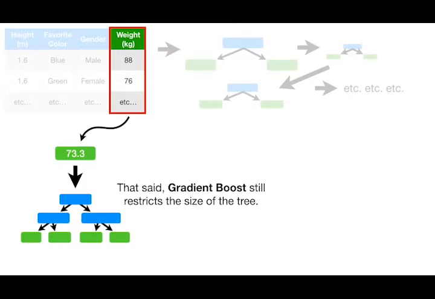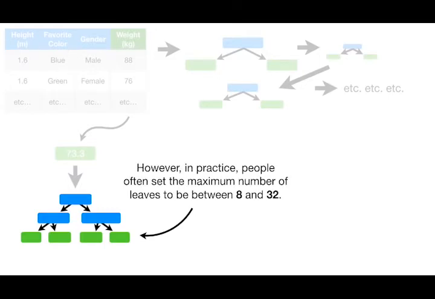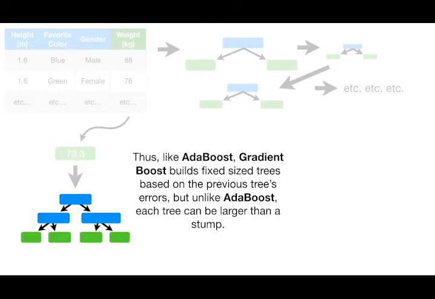That said, Gradient Boost still restricts the size of the tree. In the simple example that we will go through in this StatQuest, we will build trees with up to 4 leaves, but no larger. However, in practice, people often set the maximum number of leaves to be between 8 and 32. Thus, like AdaBoost, Gradient Boost builds fixed-size trees based on the previous tree's errors, but unlike AdaBoost, each tree can be larger than a stump.